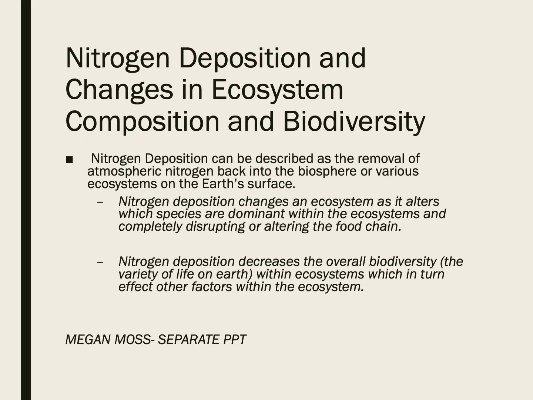Nitrogen deposition and changes in ecosystem composition and biodiversity. Nitrogen deposition can be described as the removal of atmospheric nitrogen back into the biosphere or various ecosystems on the Earth's surface. Nitrogen deposition changes an ecosystem as it alters which species are dominant within the ecosystems, completely disrupting or altering the food chain. Nitrogen deposition decreases the overall biodiversity, the variety of life on Earth, within ecosystems, which in turn affects other factors within the ecosystem.